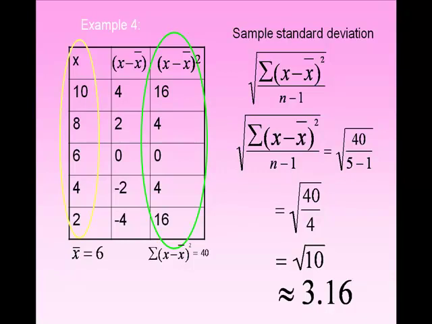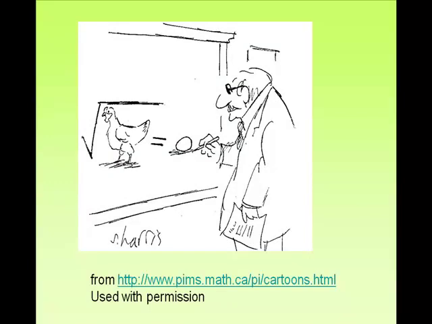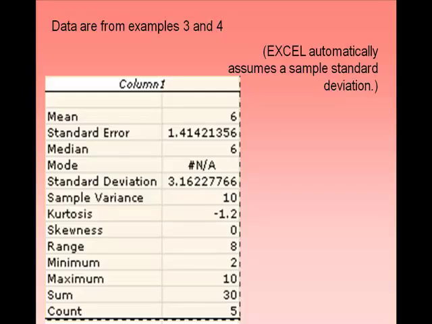Excel will always think of it as a sample for you. In Excel, we have a printout or output, which is assuming a sample standard deviation. Standard deviation here from that same problem is 3.16. At least we know we got it right. The range, maximum minus minimum, is 8.